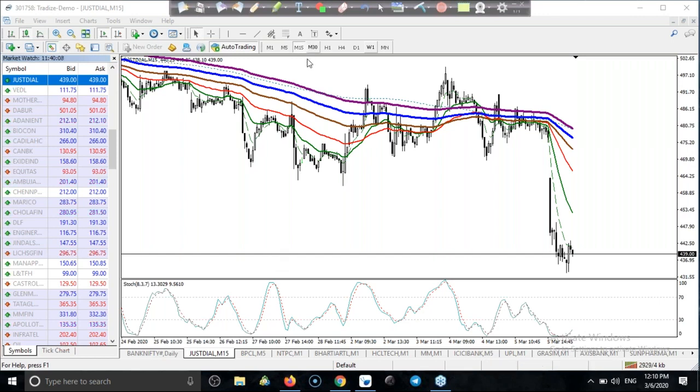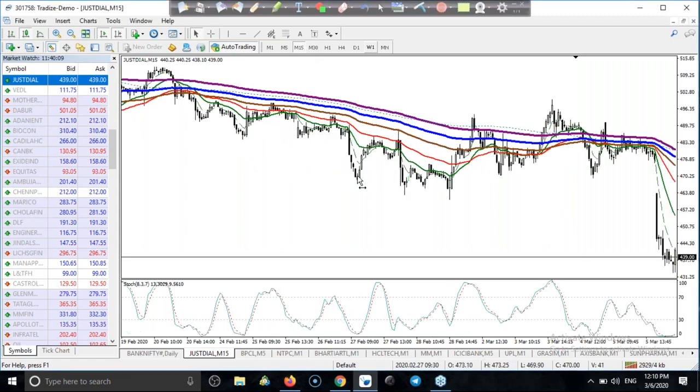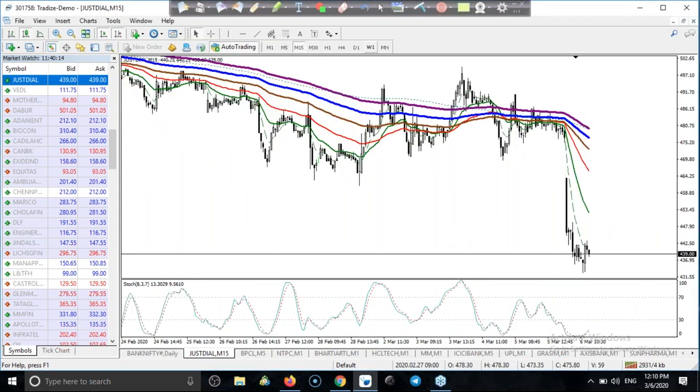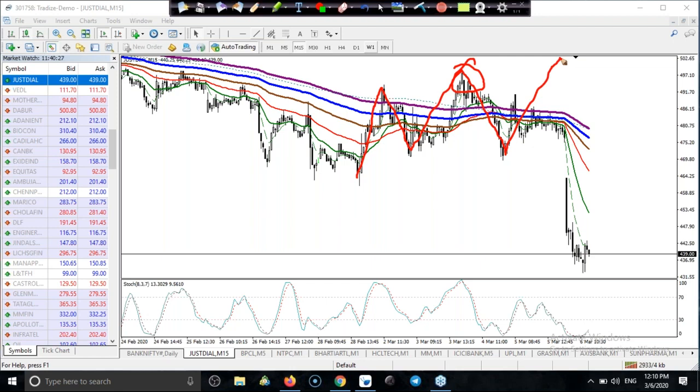So here I can see clearly, whatever I told, Just Dial is running in a downtrend, but most of the people are making a big mistake in this area. They say, hey, it's creating higher high, higher low, higher high, higher low, so it will go up. But remember, that is the wrong concept, and people enter buy somewhere here, buy somewhere here. That is the big mistake. Here we have seen sell opportunity everywhere.